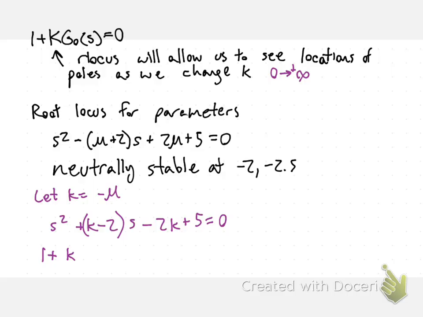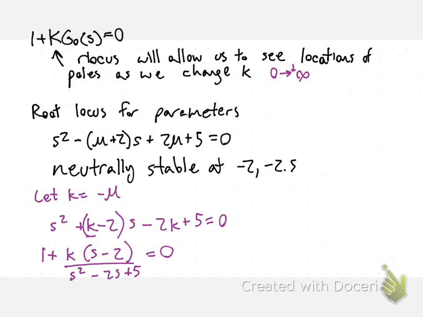So we can look at what's multiplied by k. We have s times k in the first term right here, and then we also have minus 2 times k. So those can be in our numerator. Everything that's not multiplied by k will be in our denominator. So that will be our s squared minus 2s plus 5. And this equation is equal to 0.